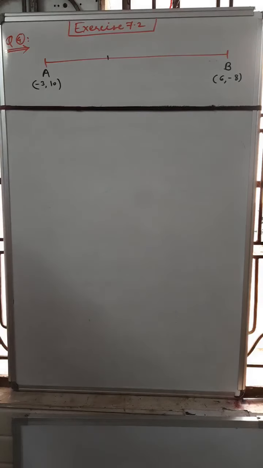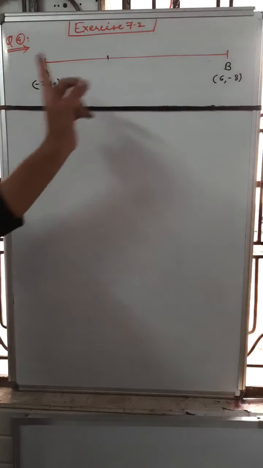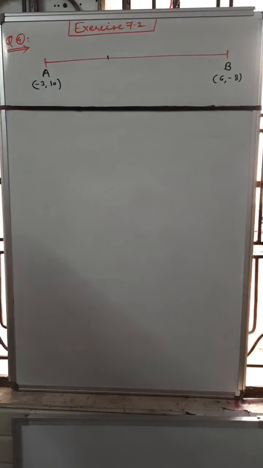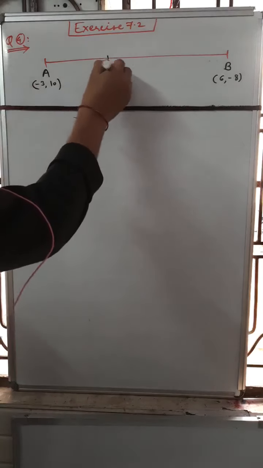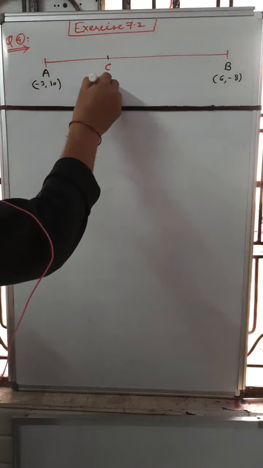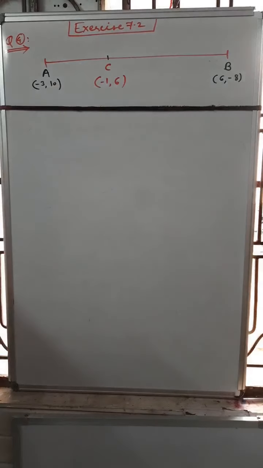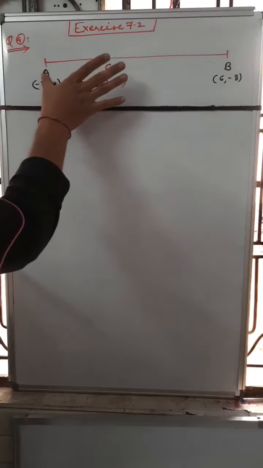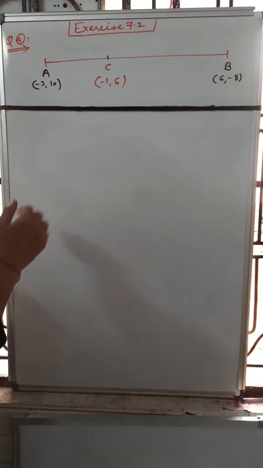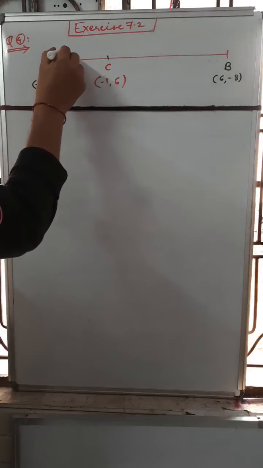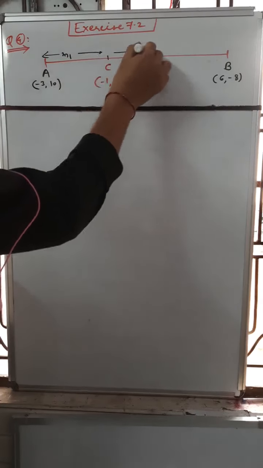So there are two points here, A and B, and the line is divided by the point (-1, 6). Suppose point C is the dividing point, whose coordinates are (-1, 6). We have to find out in which ratio C divides the line segment AB, so we need to find m1 ratio m2.